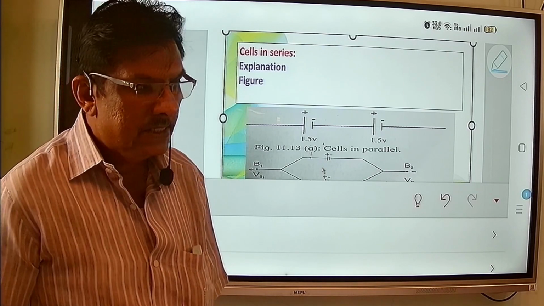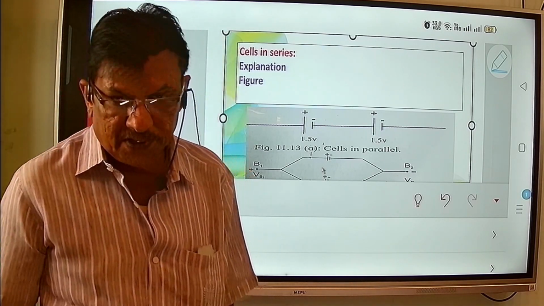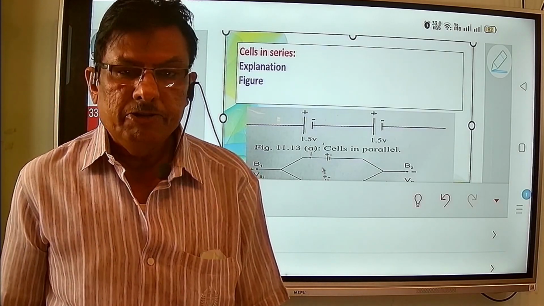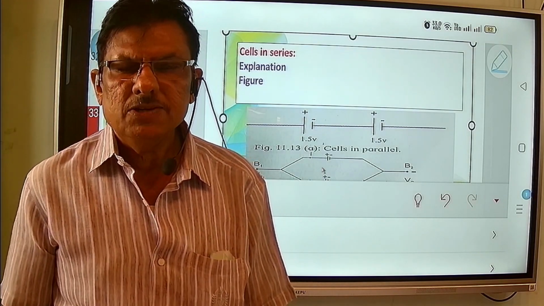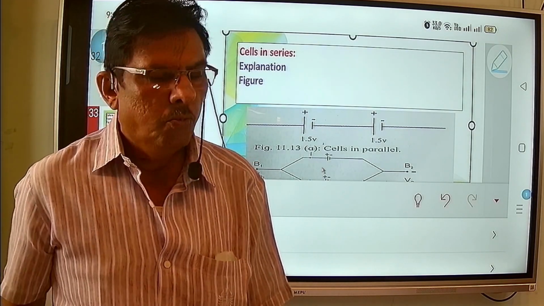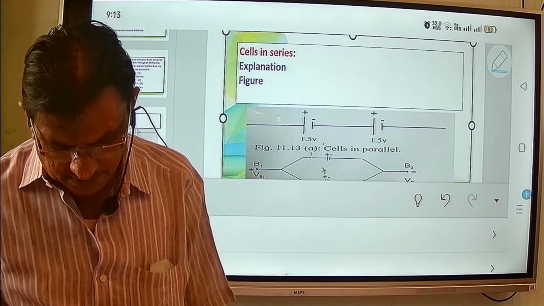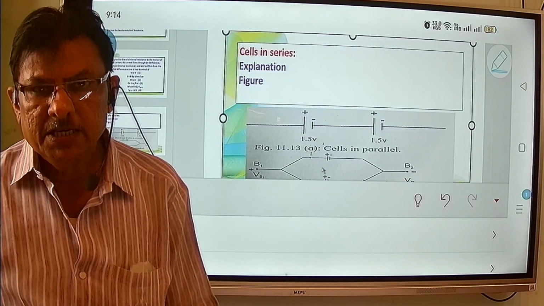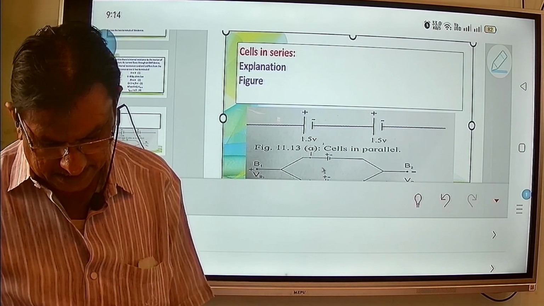So it is very simple. We say that the equivalent EMF, that is V or E, is equal to E1 plus E2 plus E3. Both the things are accepted. Now here, when I say equivalent EMF of a number of cells, it will be E1, E2 up to En, which will be connected in series.